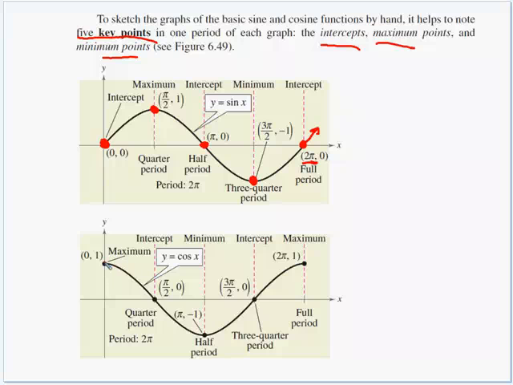Same for the cosine function. We start at a max, or at the top of a hill. A quarter period later, we have an x-intercept. Another quarter period later, we're at the bottom of a valley. Another quarter period, we're back to another intercept. And then the final quarter period, we're back to our maximum, or at the top of a hill, and then the cycle repeats.